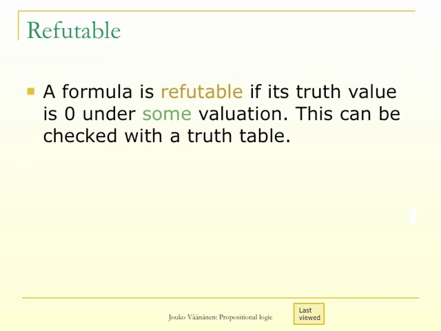A formula is refutable if its truth value is 0 under some valuation. This can be checked with the truth table. In everyday language, a refutable statement is one which may happen to be true, but can certainly be false. Like, "If it rains, then it blows from the west."